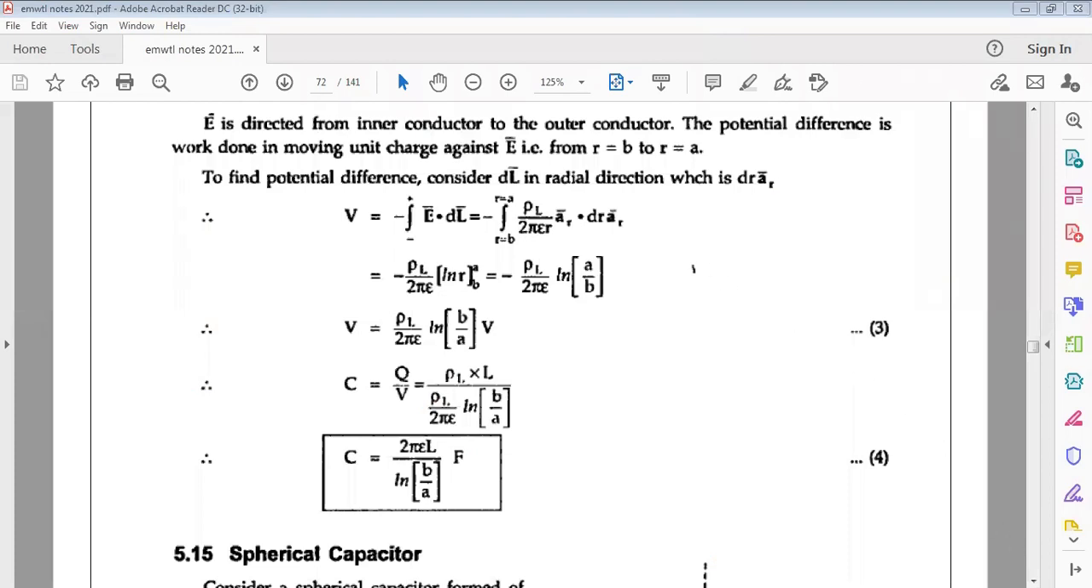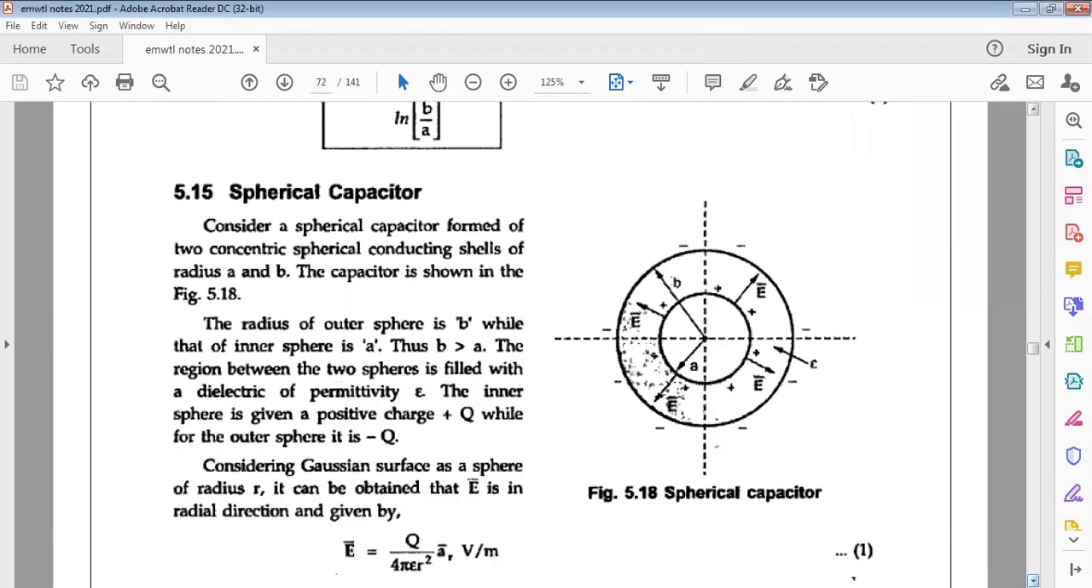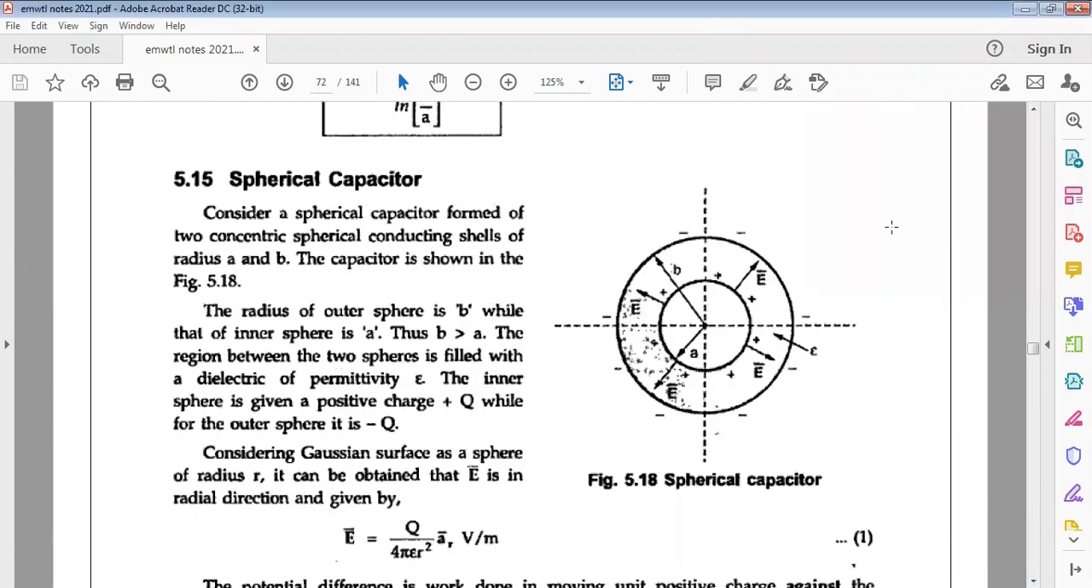The next topic is the spherical capacitor. We have seen the parallel plate capacitor and the coaxial capacitor. Now it is a spherical capacitor. So assume the diagram shows a spherical capacitor. Consider a spherical capacitor formed of two concentric spherical conducting shells. The inner radius is A and the outer radius is B.